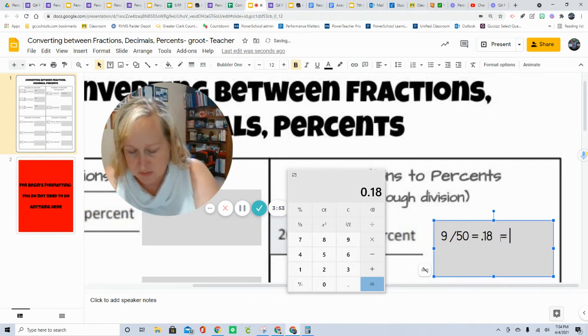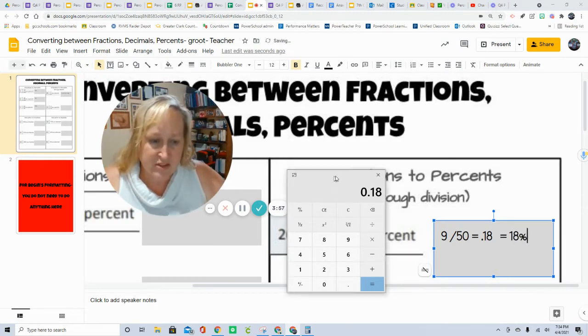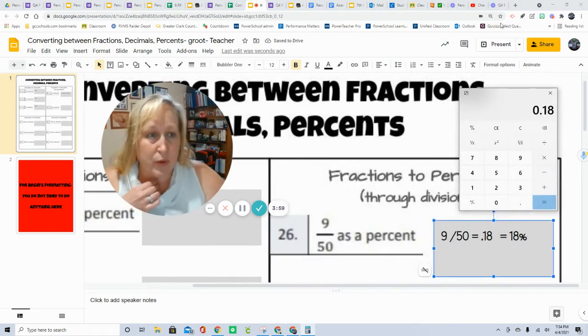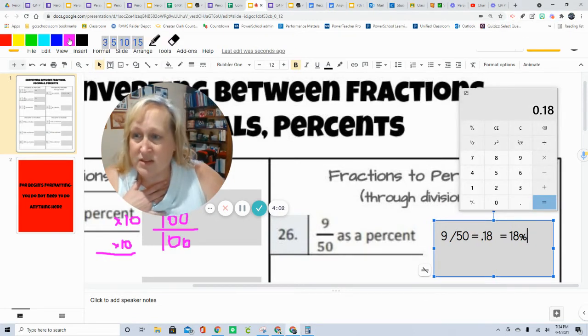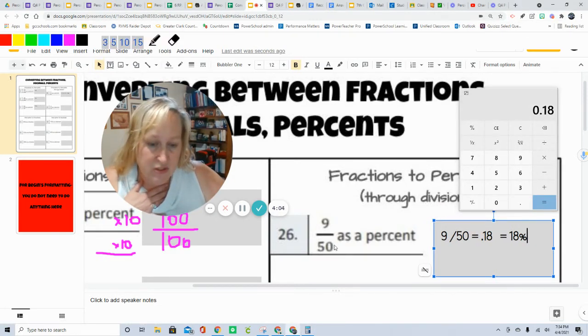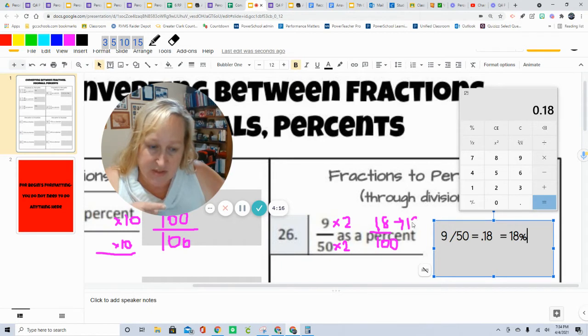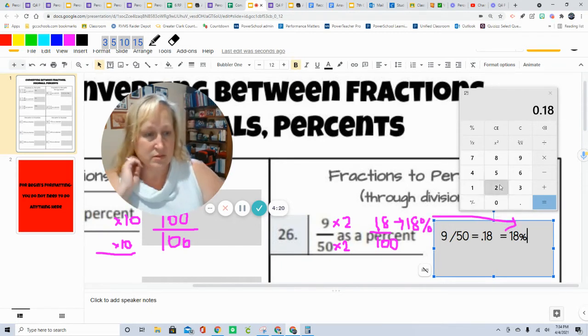0.18, which equals 18%. Let's just verify that that does work both ways, because I told you that if I can turn this 50 into 100 by multiplying it by 2, and I multiply the top by 2, I'm going to get 18 over 100. And look, 18 means 18%, which matches this.